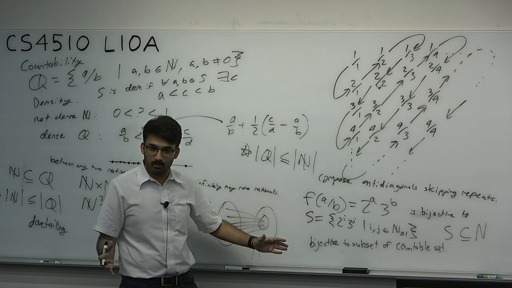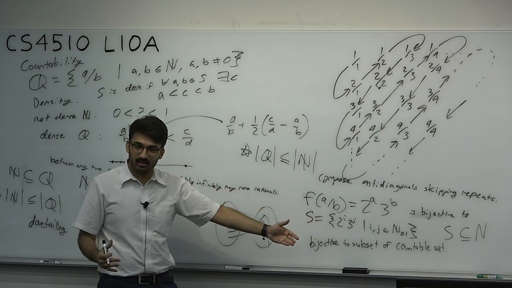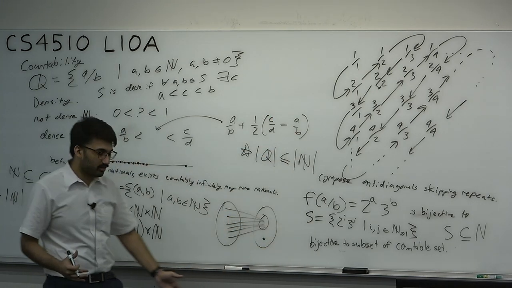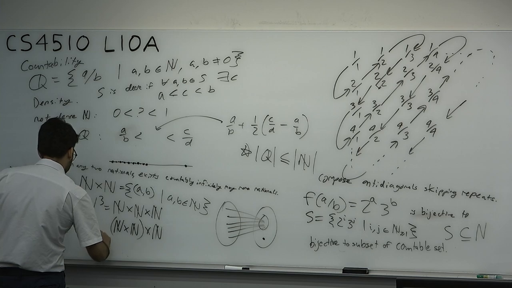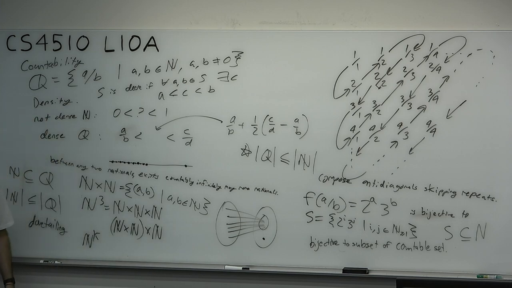And now you have a 2D table where one represents the product squared, and now it's cubic. In general, this works as well, right? So N to the k. These are all countably infinite. Cartesian products of countably infinite sets. Finally, finitely many Cartesian products of countably infinite sets are countably infinite.